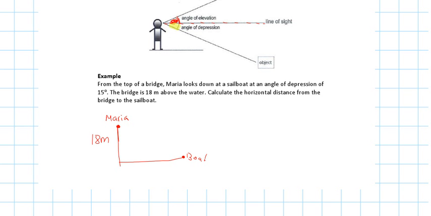Then I'm calculating the horizontal distance from the bridge to the sailboat. Horizontal distance means something that's flat, not this. So that means I'm looking for this side. Now, I'm missing one piece of information. Maria looks down at a sailboat at an angle of depression of 15 degrees. So where is that angle of depression of 15 degrees? Right here? Right here?